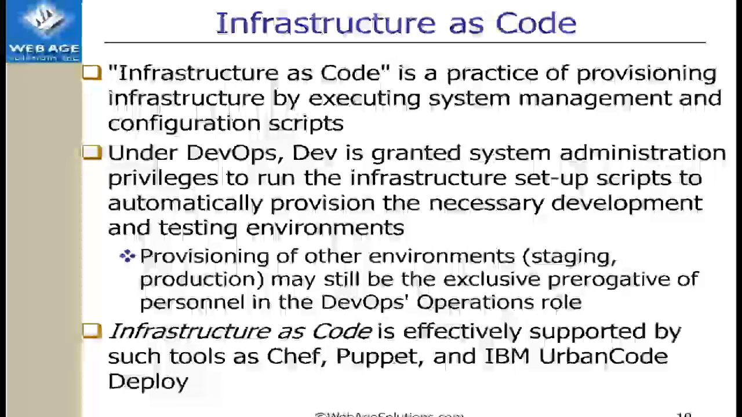Very few people from operations should have production passwords and things like that. They should know that backdoor URL and maybe some other details that development should not be aware of. Otherwise, developers would definitely sneak in and fix some of the things on the fly to make them appear as a success. So infrastructure as code is effectively supported by tools such as Chef, Puppet, IBM UrbanCode Deploy, and many others. Here is just a very short list.